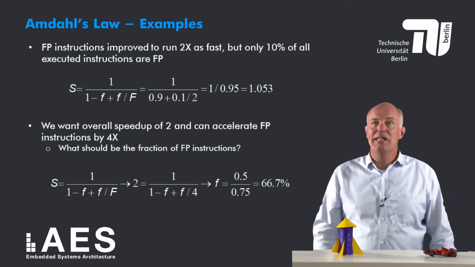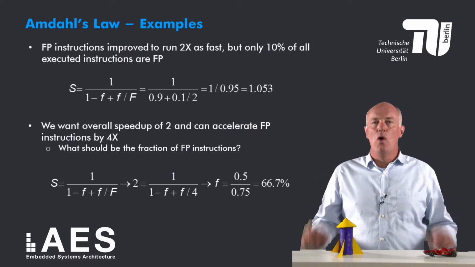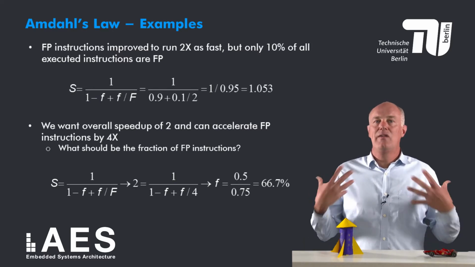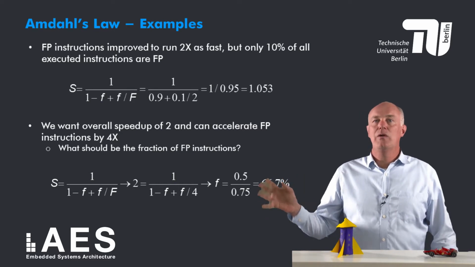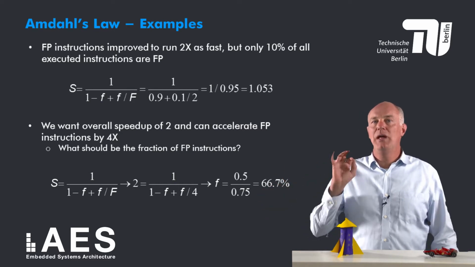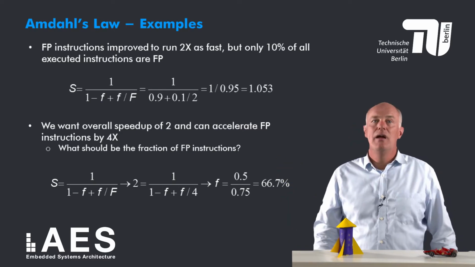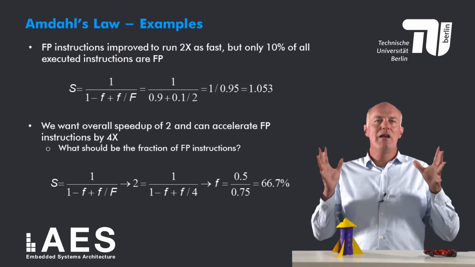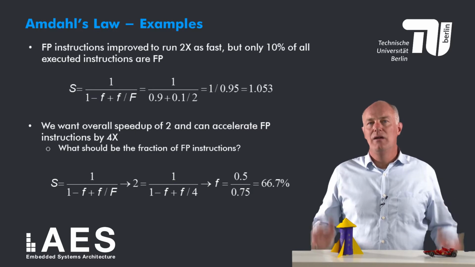Here's the second application of Amdahl's law. We want to achieve an overall speed up of 2 and can accelerate floating point instructions by a factor of 4. Now the question is, what should be the fraction of floating point instructions so that this overall speed up of 2 is achieved? Here's the answer. This time I will not explain it in detail to you, assuming that you have now sufficient information to solve this question by yourself.